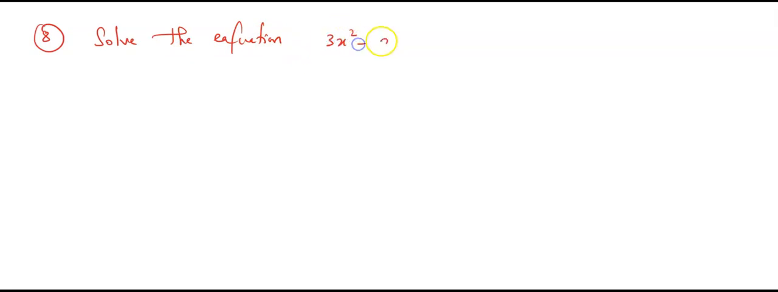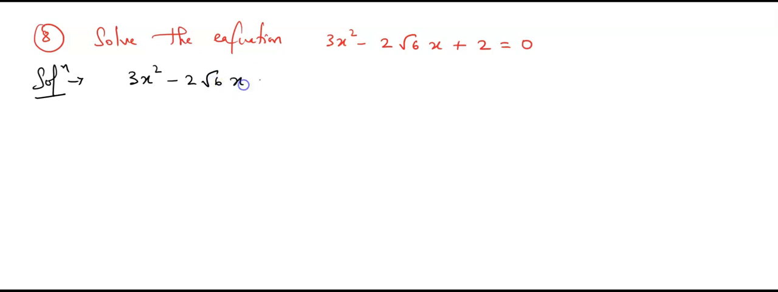3x square minus 2 into root 6 x plus 2, that is equal to 0. Is this clear? Solve the equation 3x square minus 2 root 6 into x plus 2 is equal to 0. Now first what we should do, children, as you can see here, the solution here, first you write the given equation as it is, that is 3x square minus 2 into root 6x plus 2 is equal to 0.